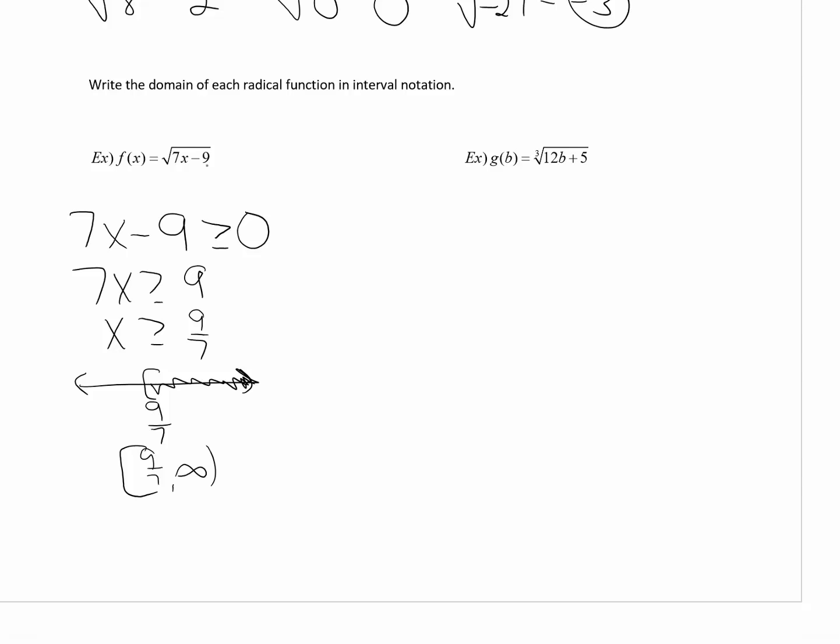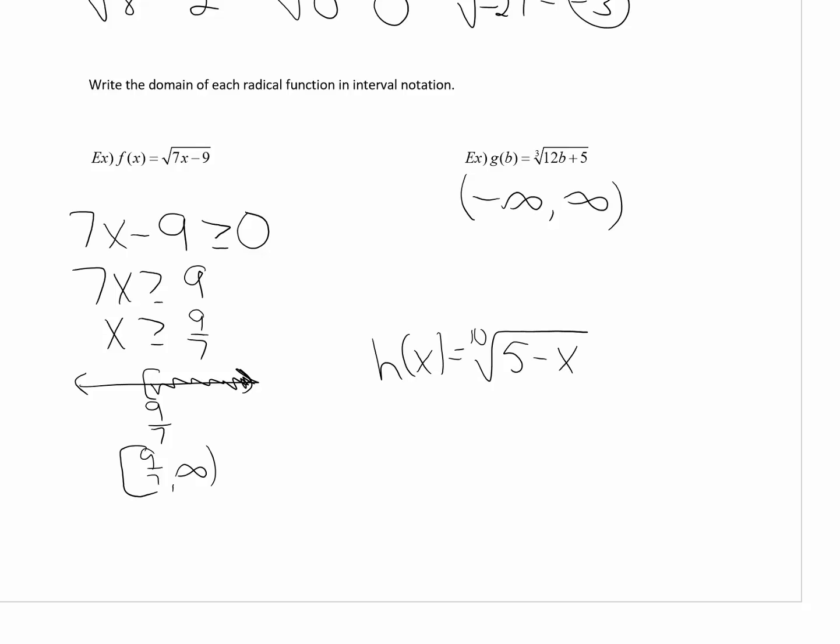All right, let's take a look at the next example. Because here the index is odd, it does not matter what value is under this particular radical, I'm guaranteed to have a real number. So the domain is all real numbers because the index is odd. Okay, I'm going to write one other example below now.